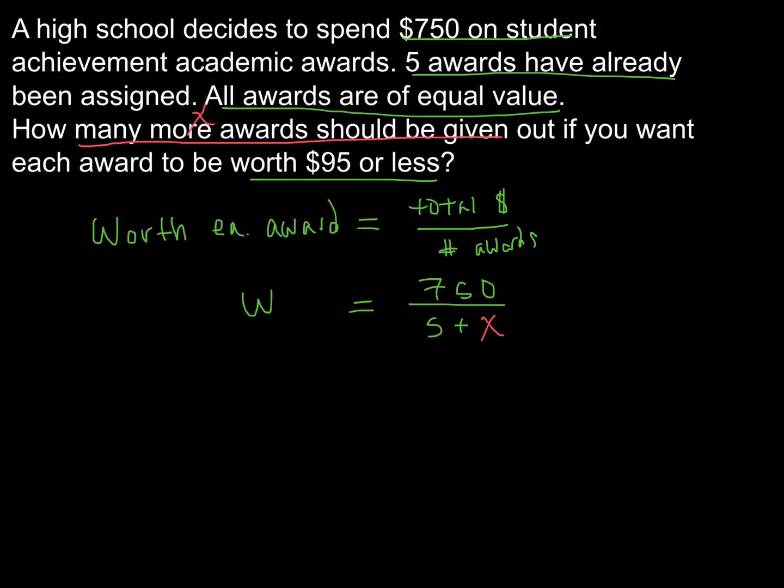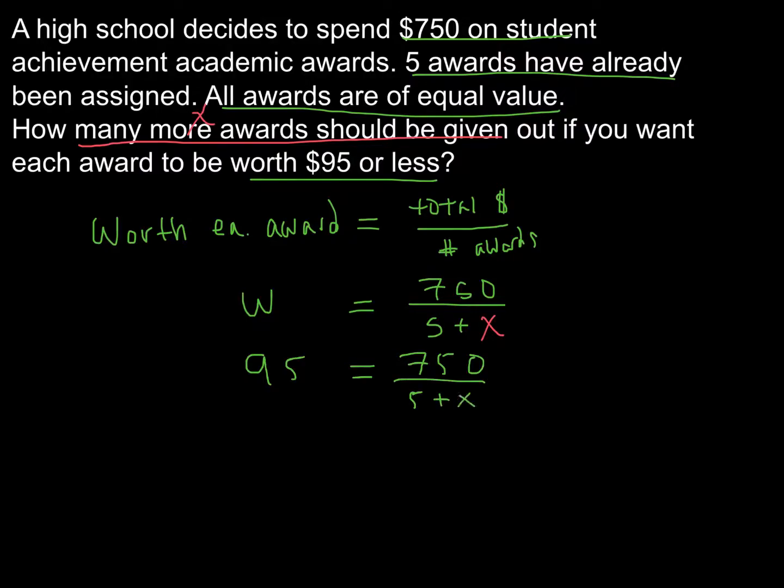So now at this point we have an equation that we can use. We know that all of the awards should be 95 or less. And so here we have an opportunity. We can do one of two things. We can set W equal... Now if I set W to 95, the amount of each award, and I solve, I will have to do a little bit of interpretation.